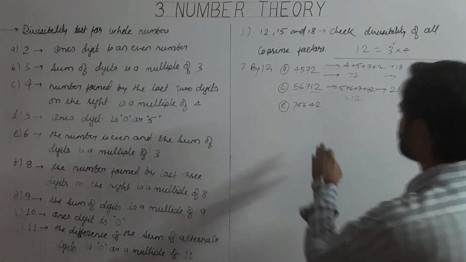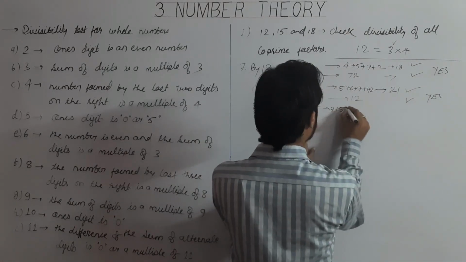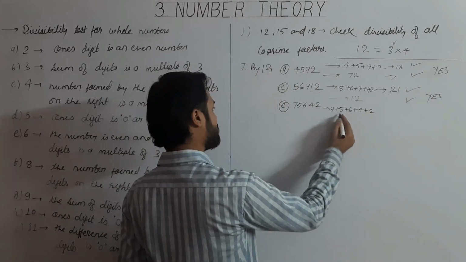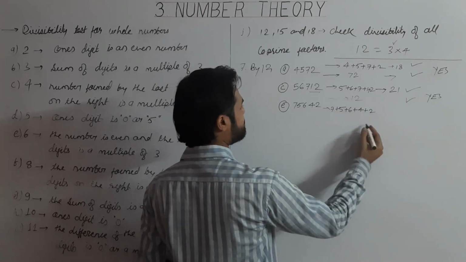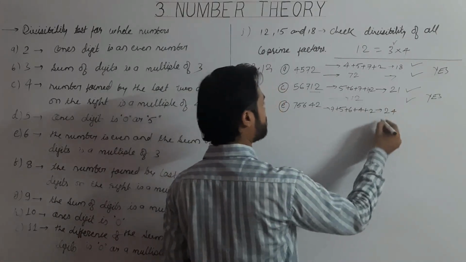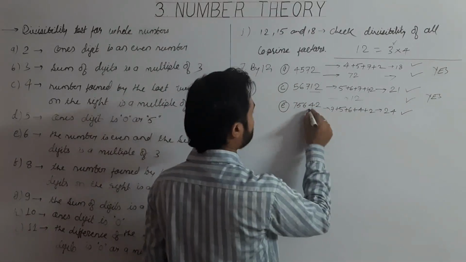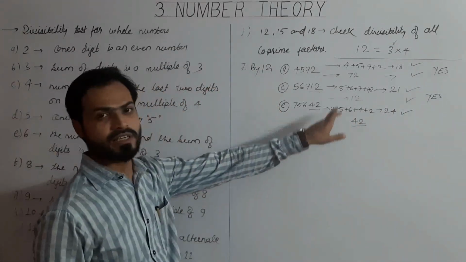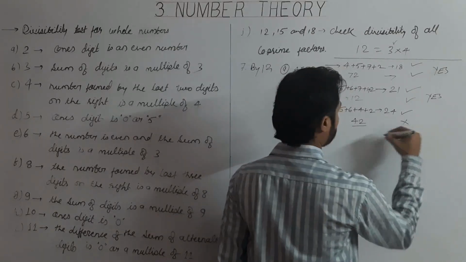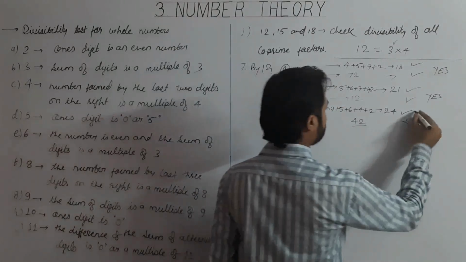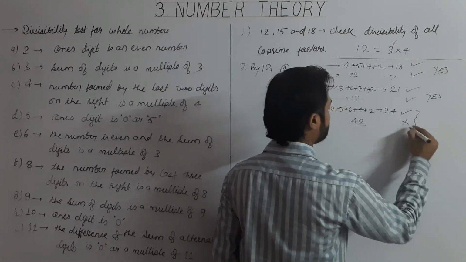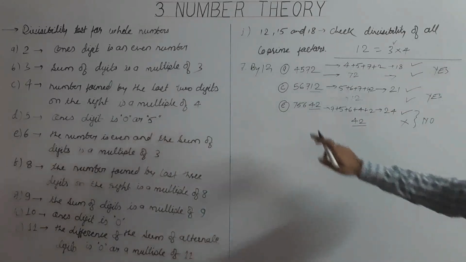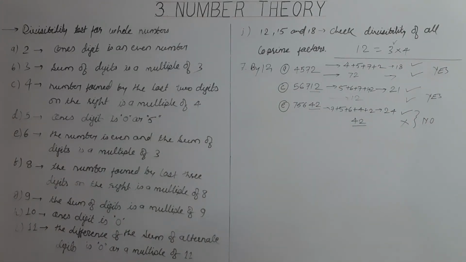Now for third number, 7 plus 5 plus 6 plus 4 plus 2. 7 plus 5, 12. 12 plus 6, 18. 18 plus 6, 24. 24 is a multiple of 3. Okay. And last two digits, 42. 42 is not a multiple of 4. After 40, we'll get 44. So, cross here. So, both conditions are not satisfied. So, the answer is no. This number is not divisible by 12.